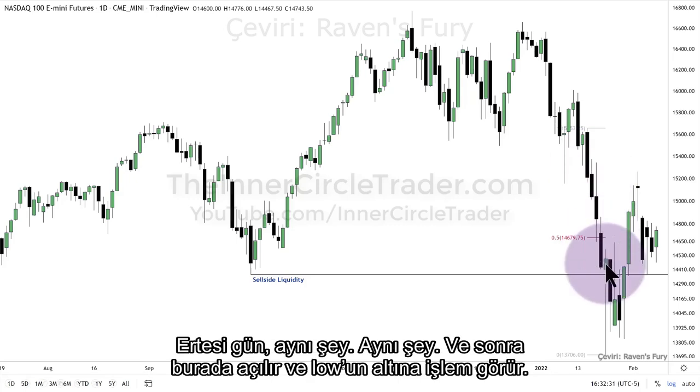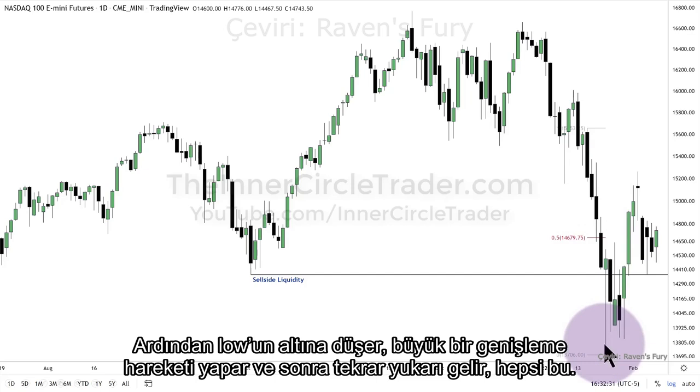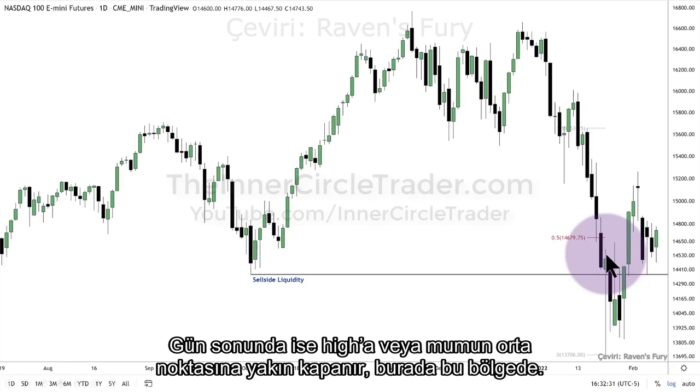And then here, it opens and trades down below the low and has a huge expansion move, and then comes back above, and that's it. It closes near the high today, or midpoint of the body in this area here.